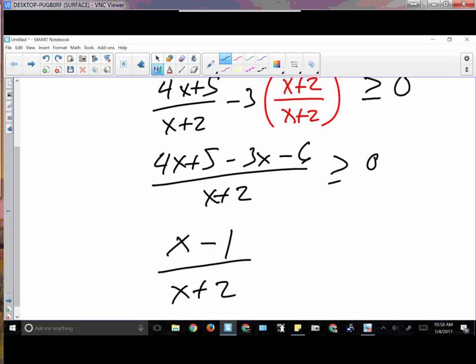Do I know some things? Yeah. I have a 0 at x equals 1, correct? x cannot be equal to negative 2. This is correct. So already I kind of know some things right there. 0 at x equals 1, x cannot be negative 2. So the question is here, where is this thing greater than or equal to 0? Where would it be?